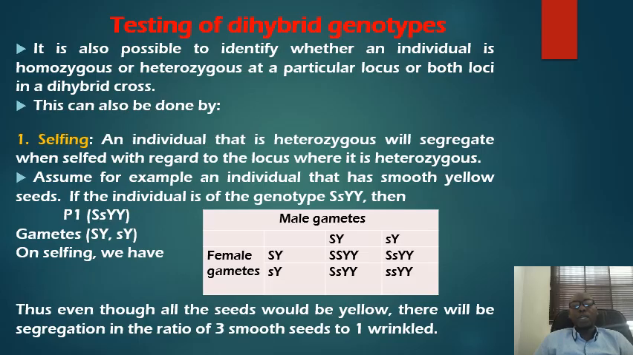Assume, for example, an individual that has smooth yellow seeds. If the individual is of the genotype capital S, small s, capital Y, capital Y, then we have 2 possible gametes to be obtained from it. Either capital S and capital Y, smooth yellow, or small s and capital Y, wrinkled yellow. And when these gametes are selfed in the F2, you are going to have 4 possible genotypes.